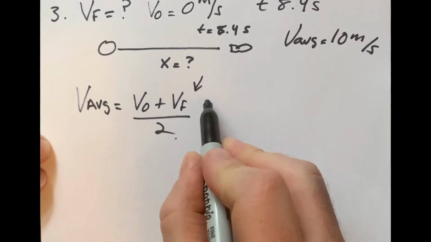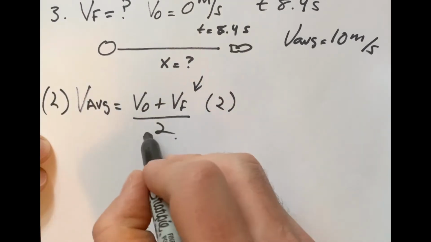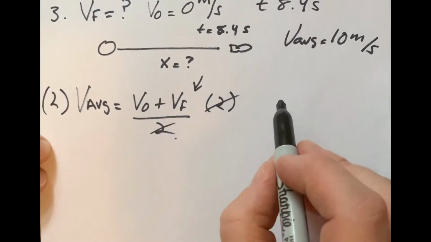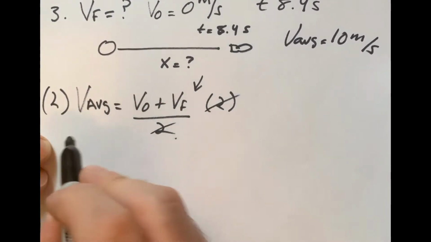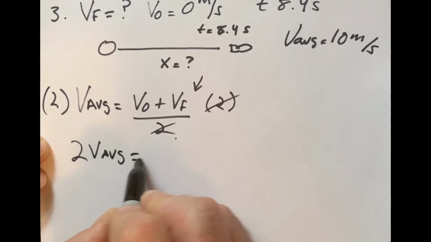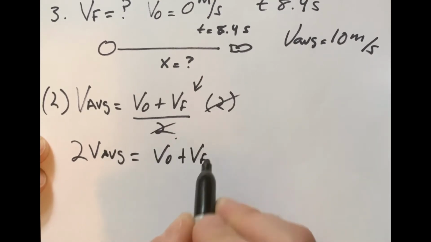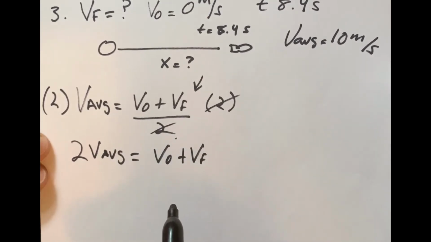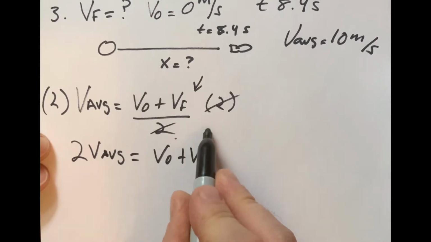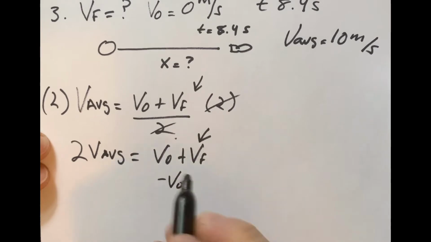The first thing I'm going to do is multiply both sides by 2, and therefore those cancel. And so I'm going to end up here with 2 times the average velocity is equal to the initial velocity plus the final velocity. Okay, now, all I need to do to get our final velocity all by itself again is subtract initial velocity.